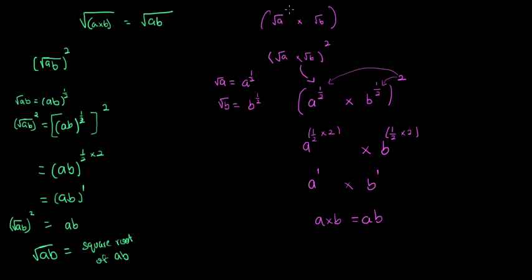And let's look at this other end. I also squared this value to give me ab. So does this not also mean that the square root of a times the square root of b, together, is the square root of ab? That's what it means.